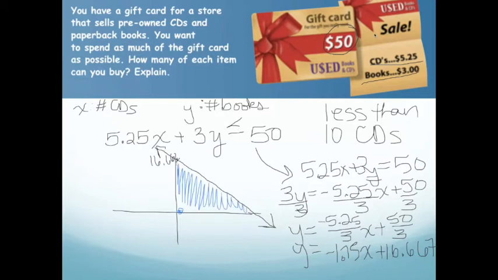Now, I can't buy a negative number of CDs or a negative number of books. That's why I'm not coloring in any of the other 3 quadrants, because I can only buy a positive number or 0 of the CDs and books. But again, I can't buy part of a book or part of a CD, so only the integer values. And because these are all positive, we actually can describe it as whole number values.